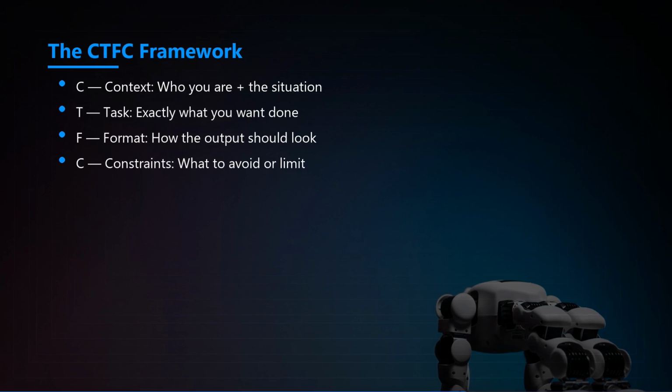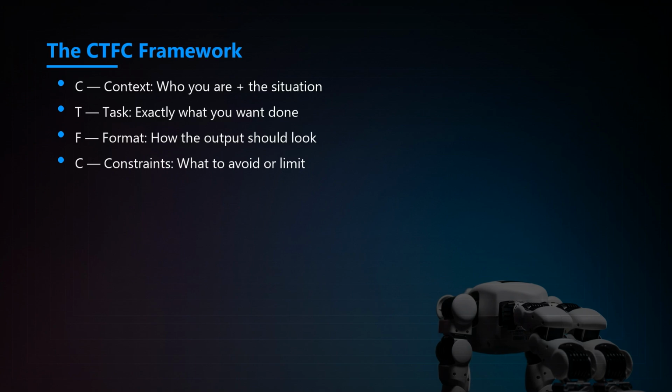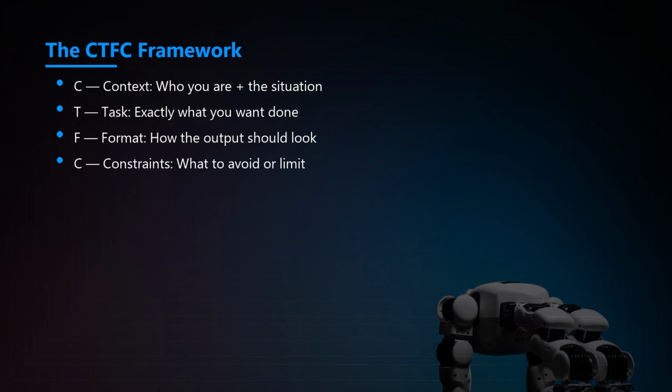The 4 parts are context, task, format, and constraints, and each one does a specific job. Context is who you are, what situation you are in, and any relevant background the AI needs. Think of it as the briefing you would give a contractor before they start work.